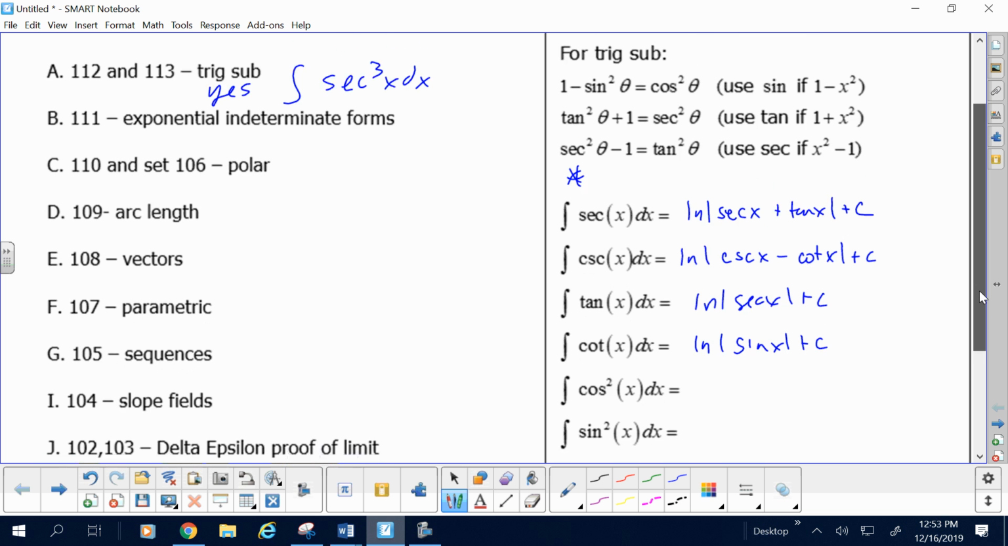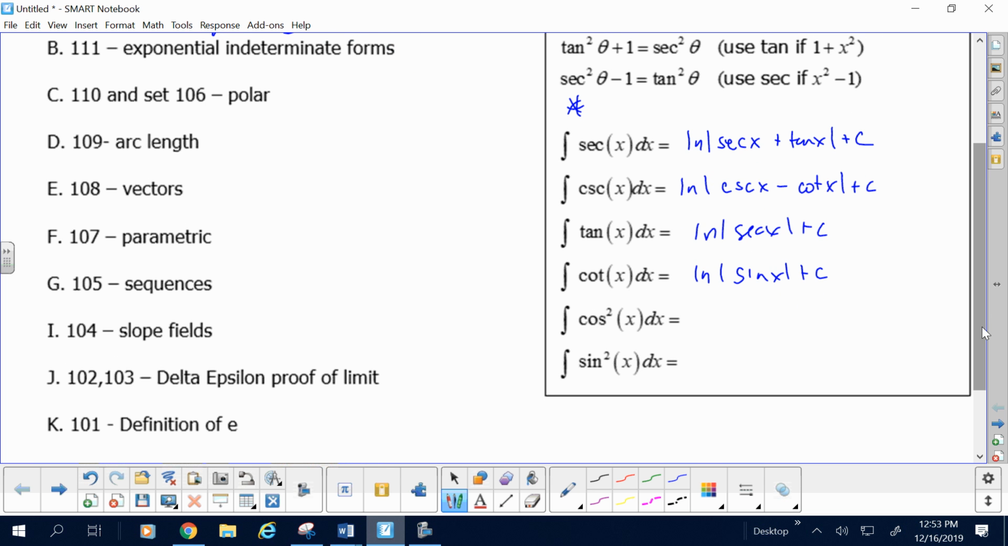Power reduction identities. What's cosine squared equal to? 1/2 plus 1/2 cosine of 2x. And sine squared is 1/2 minus. All the others are conceptual. Sine cubed is conceptual. You strip off an odd for your du and so on. Tangent squared, conceptual. All right.